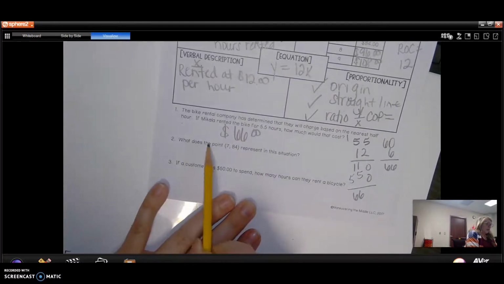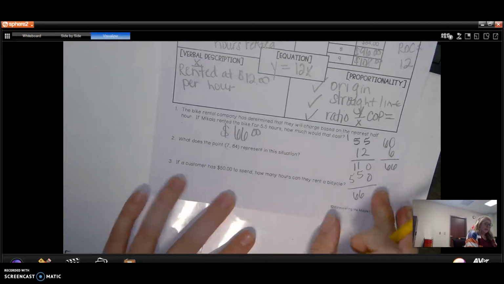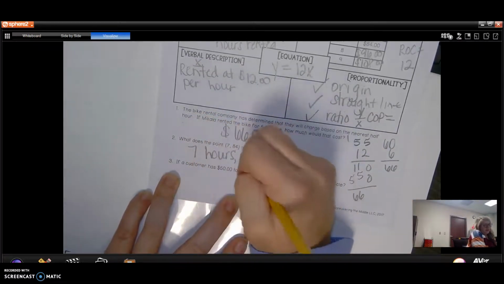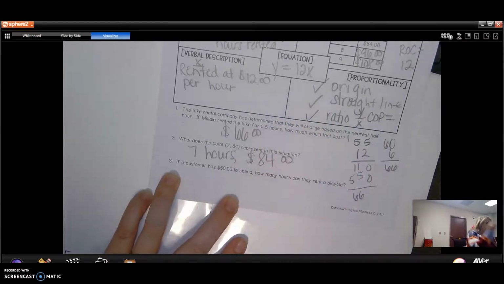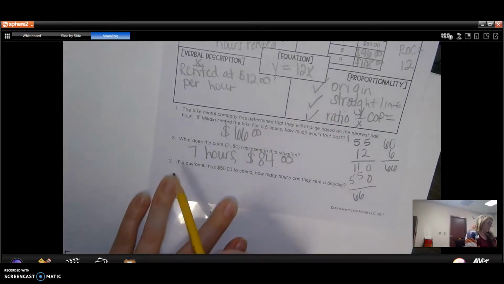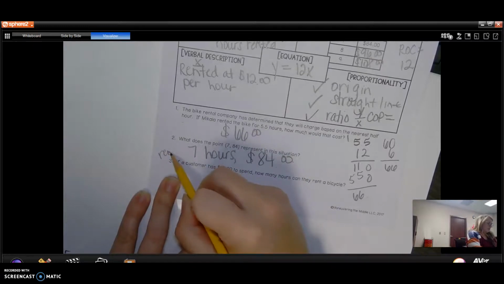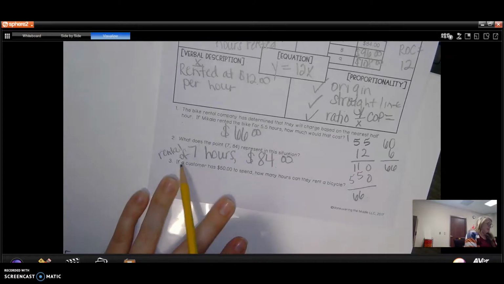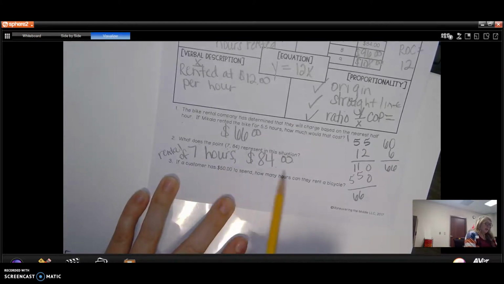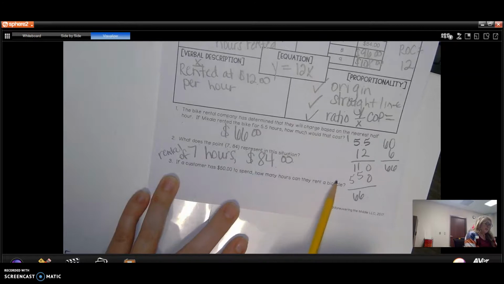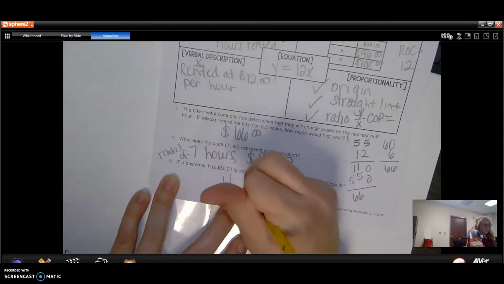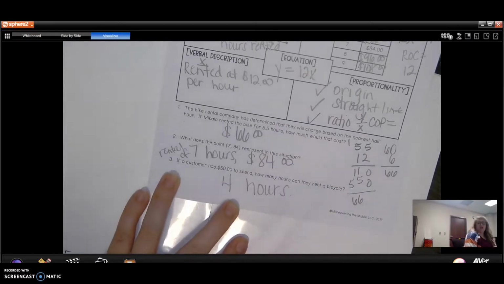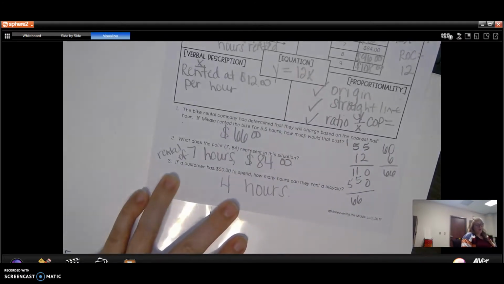What does the point (7, 84) represent in this situation? So it's 7 hours, and that would cost $84. The bike would be rented, so the rental of 7 hours, and that would cost $84. If a customer has $50 to spend, how many hours can they rent a bicycle? So they could rent the bicycle for 4 hours, because that would cost $48, but they don't have enough money to rent for 5 hours.